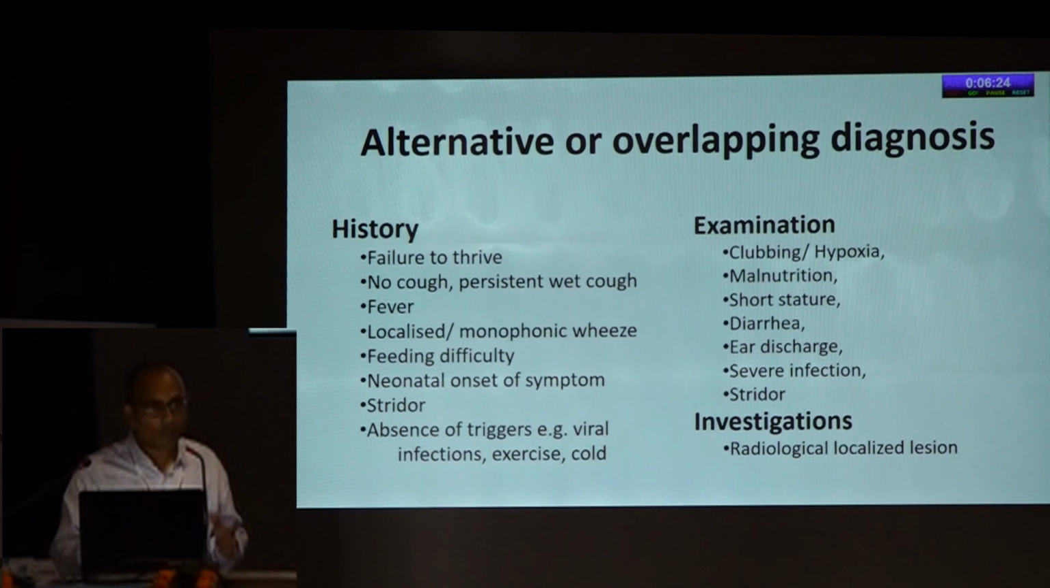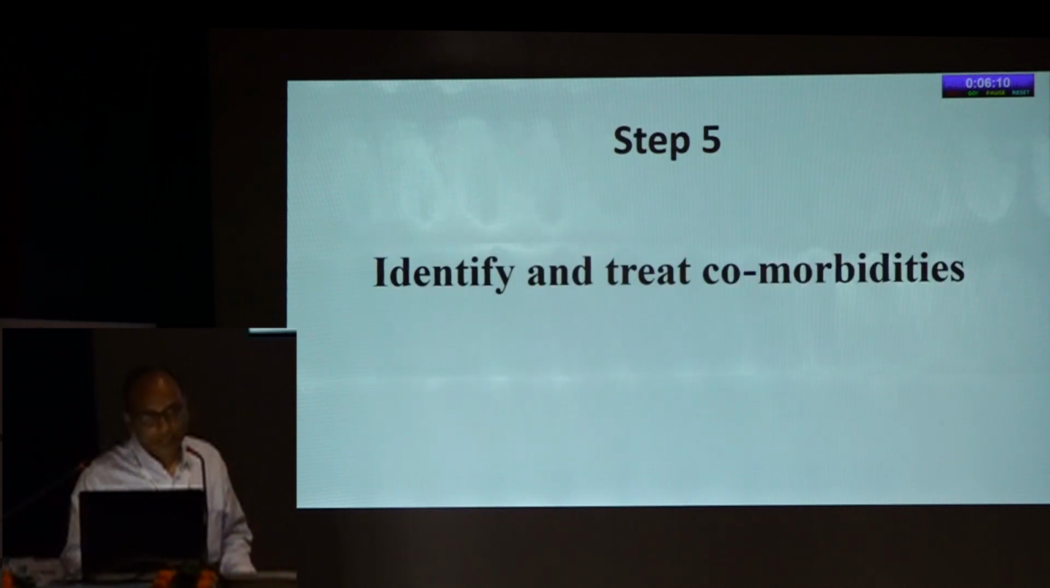Malnourished, short stature, the child has diarrhea, ear discharge, severe infection, stridor. So all these will indicate something else. Then, if you have a localized radiological lesion, again this will not be asthma. It could be something atypical or maybe ABPA, but it cannot be a typical asthma that you are looking at. Next step, identify and treat comorbidities.